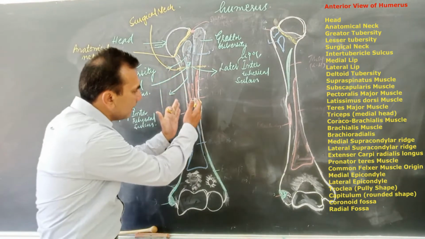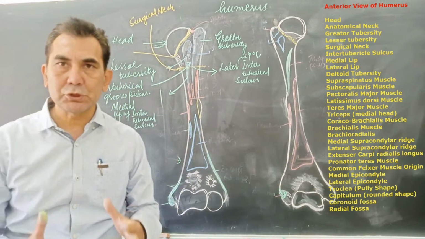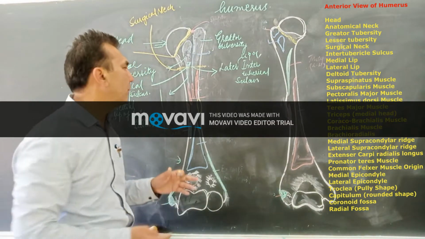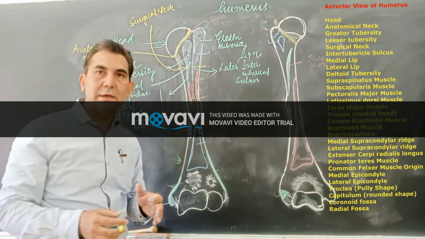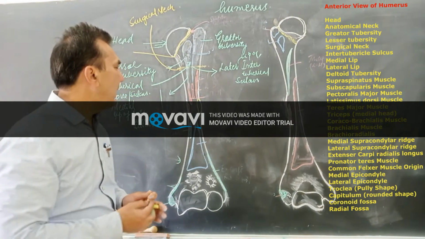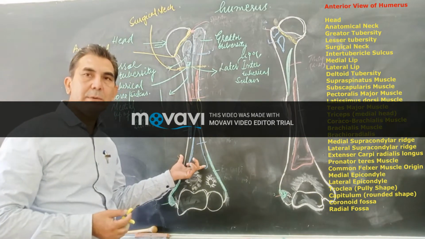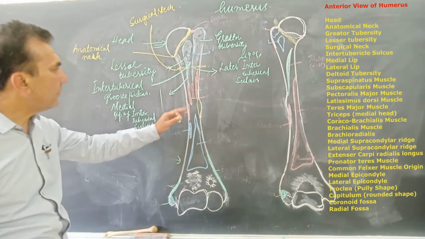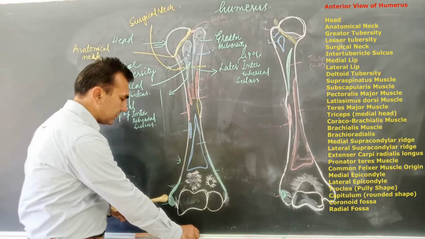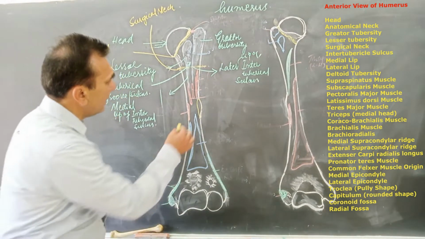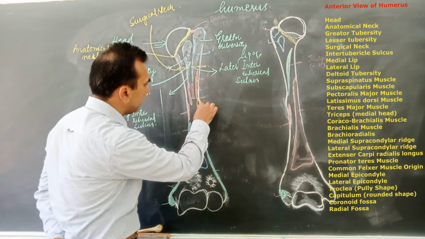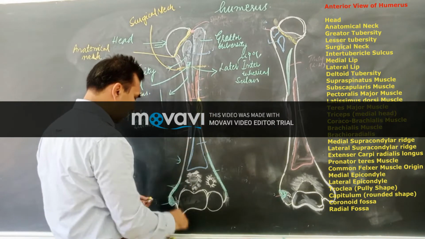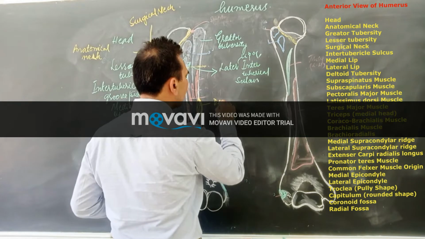Now we will come to the middle portion, which is the largest portion of the humerus bone, which is cylindrical and triangular in shape. This is called the shaft of the humerus. In the shaft, on the medial and the lateral side, there is a tuberosity, and this tuberosity is called the deltoid tuberosity.